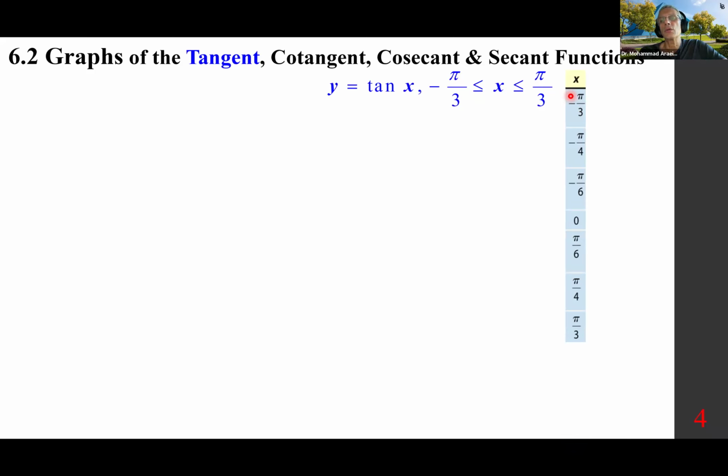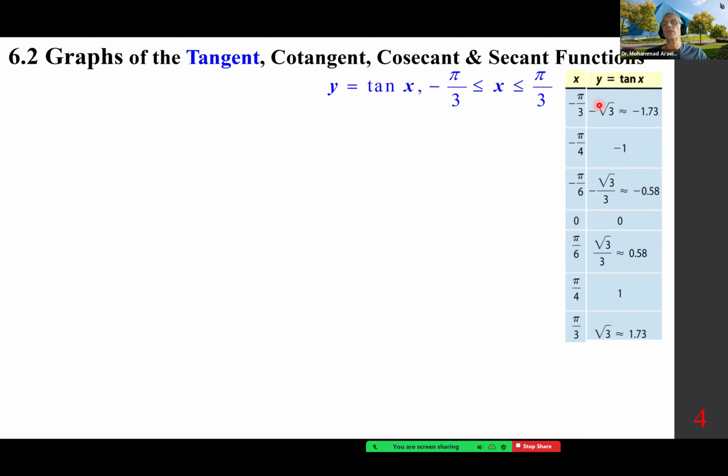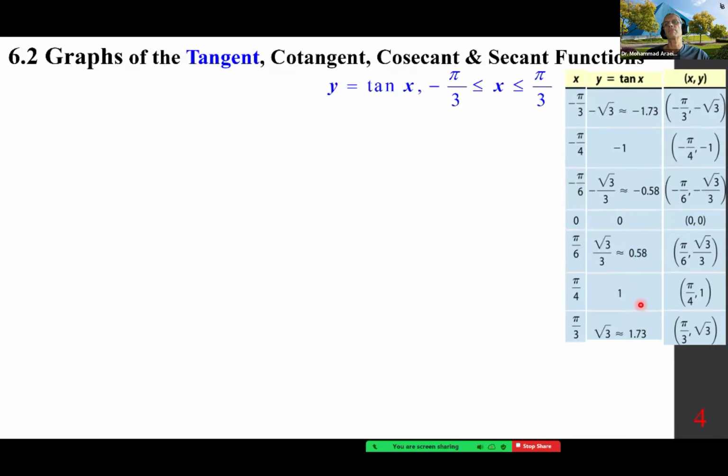Okay. Starting with 0, you know tangent is 0. Pi over 6 gives square root of 3 over 3. So minus pi over 6 is the same thing but negative: negative square root of 3 over 3. Pi over 4 gives 1. Negative pi over 4 gives negative 1. Pi over 3 gives square root of 3. Minus pi over 3 gives negative square root of 3. And these approximations using decimals are for the sake of graphing. So we have the following pairs.